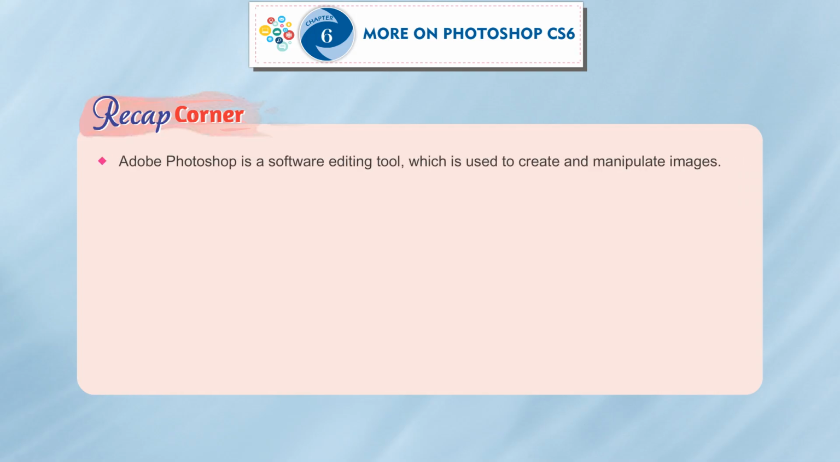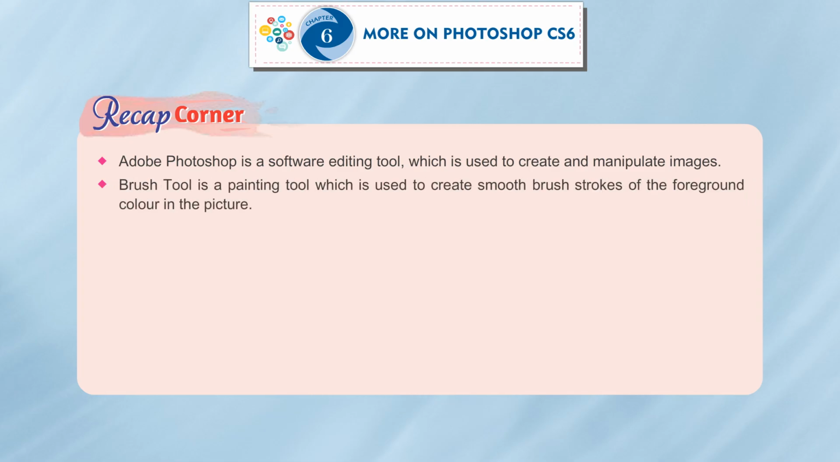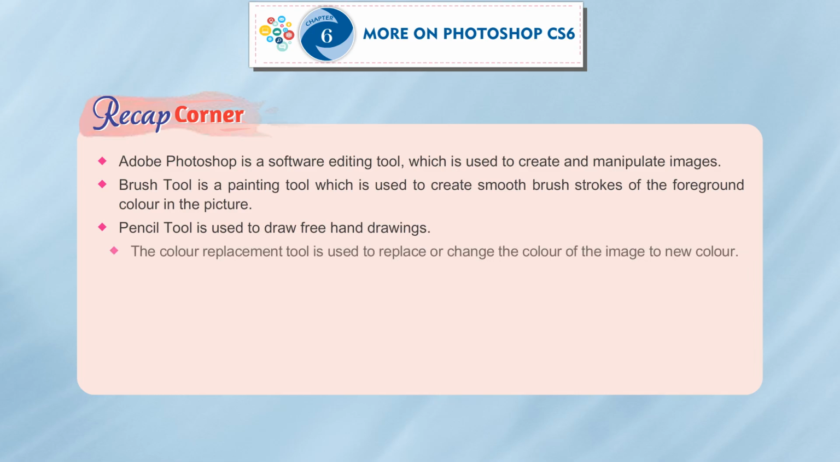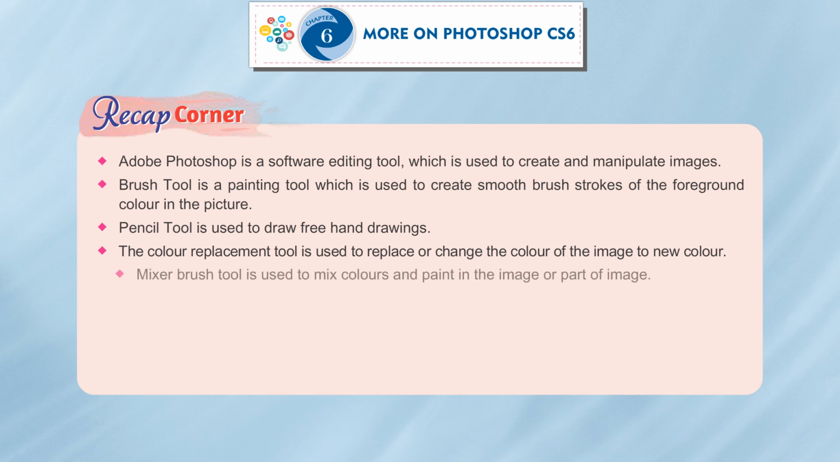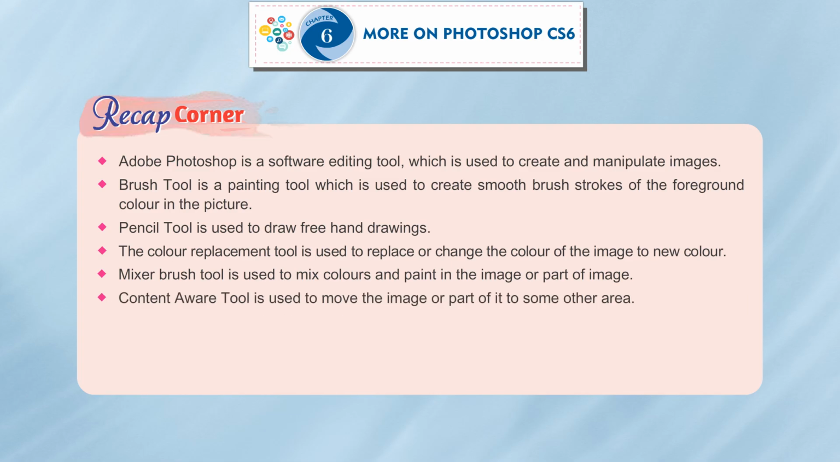Recap corner. Adobe Photoshop is a software editing tool which is used to create and manipulate images. Brush tool is a painting tool which is used to create smooth brush strokes of the foreground color in the picture. Pencil tool is used to draw freehand drawings. The color replacement tool is used to replace or change the color of the image to a new color. Mixer brush tool is used to mix colors and paint in the image or part of image.